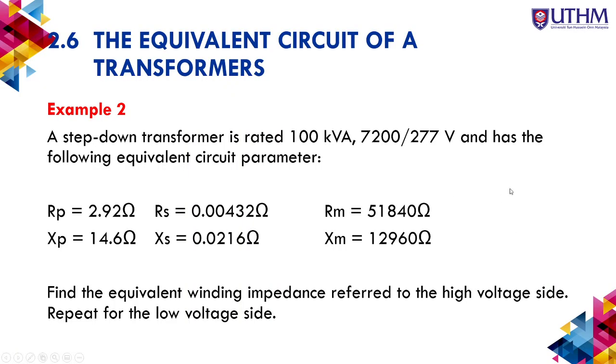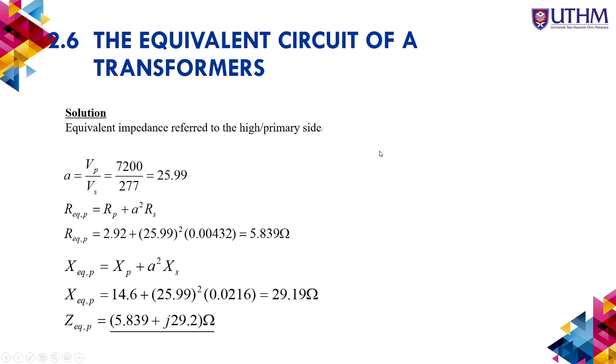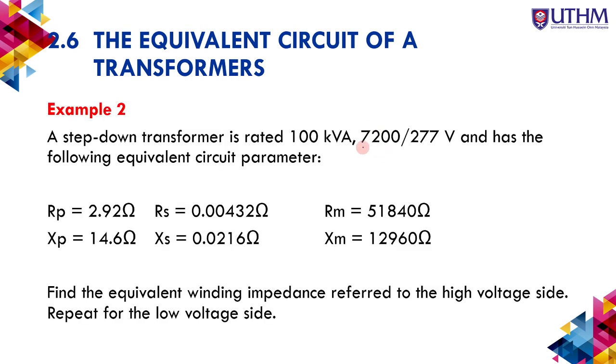This one just tests how to calculate. So, a step down transformer. How do we know it is step down? First of all, we need to see the primary side. The primary side is higher, so this is the high voltage side and this is the low voltage side. This is primary and this is secondary.